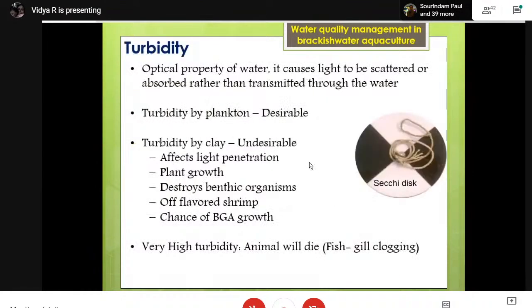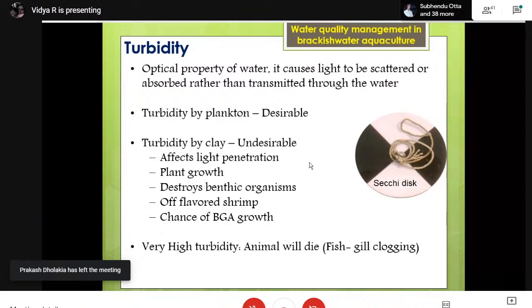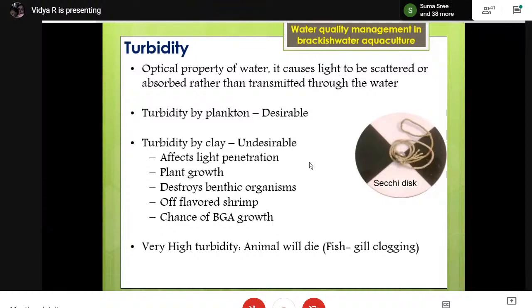The next one is turbidity. Turbidity can be measured in a pond using a Secchi disk. Turbidity by plankton is desirable because it enhances the primary productivity and increases aquaculture production. Turbidity measures the optical property of water. It causes light to be scattered or absorbed rather than transmitted through the water.